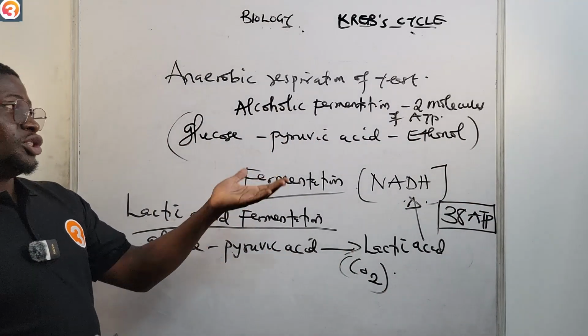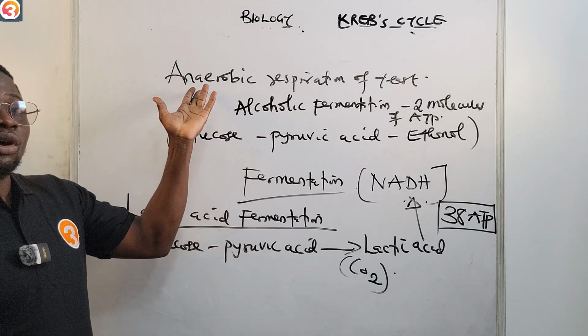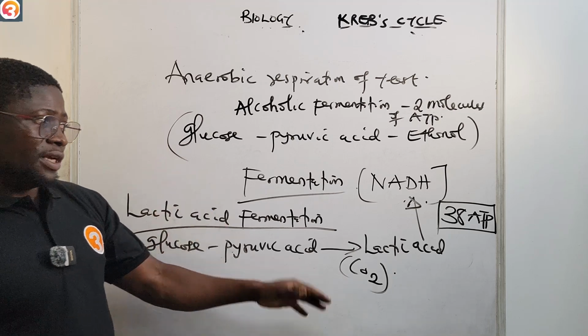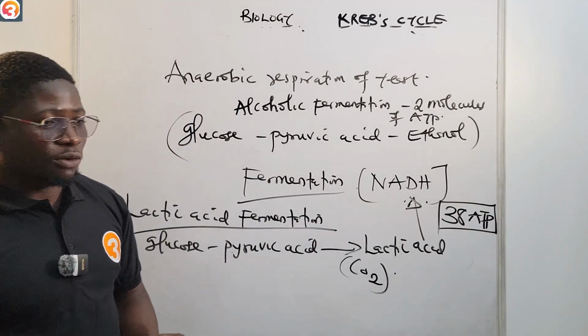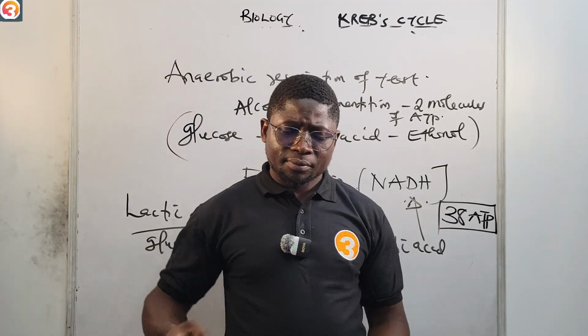So alcoholic fermentation, or what we can call anaerobic respiration of yeast, produces 2 molecules of ATP. But aerobic respiration produces 38 molecules of ATP. So let us go to past questions, answer questions, and we are out of here.